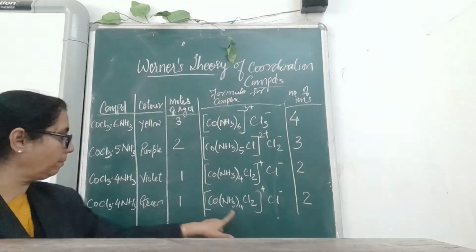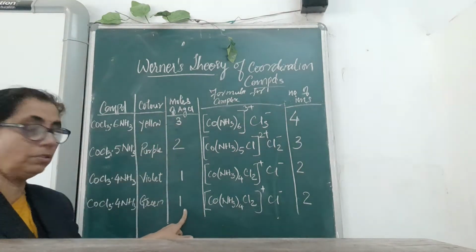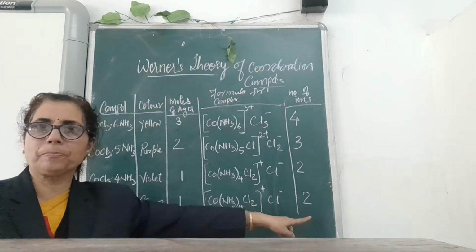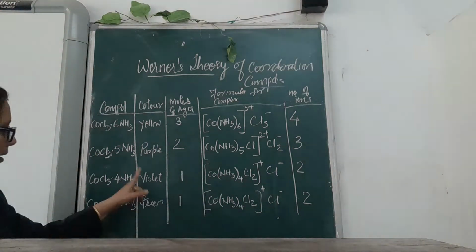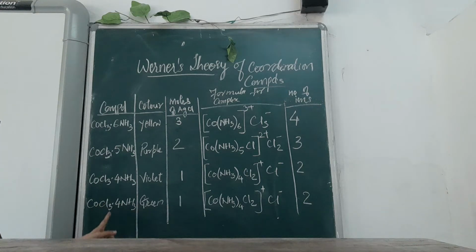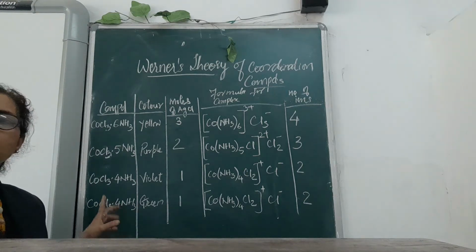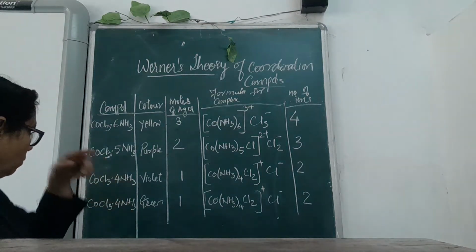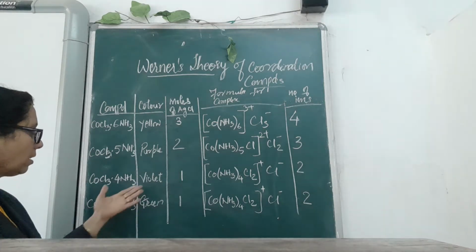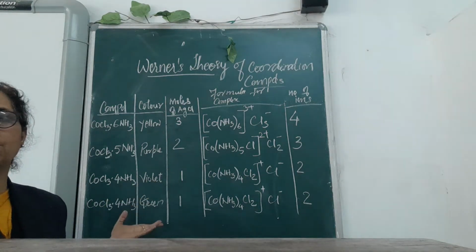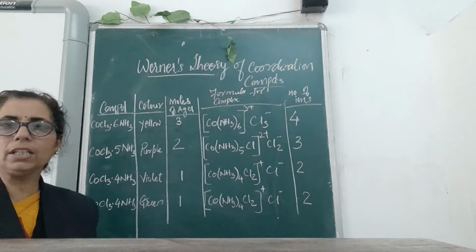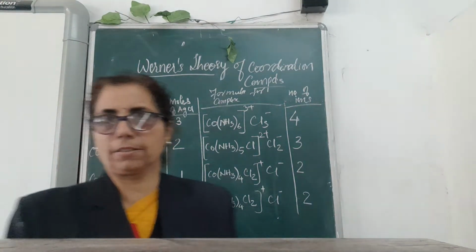The complex formed is also the same. The number of moles of silver chloride precipitate is also the same. The number of ions is also the same. What is the difference? Why is the color of these 2 complex compounds different? It is because of the arrangement. It is the geometrical arrangement of these 2 complexes, that is cis and trans. With cis it is forming one color and with trans it is forming another color. It is only due to this geometry that the color has changed.